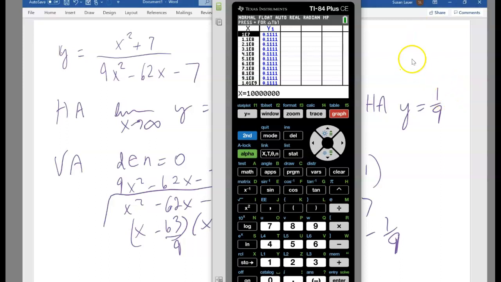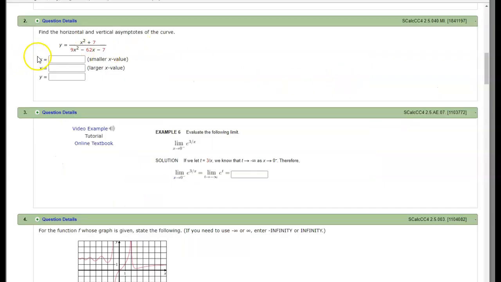So I can check it with a calculator, but when I ask you to do these, I'm expecting the actual values, not decimal accuracy. I'm expecting exact accuracy. Note that on WebAssign for these problems, they already gave you the x equals, and they want you to put the smaller and the larger there. There's a video tutorial example here, but we kind of know how to work these problems already. So you can see what these are going to be from looking at the graph.